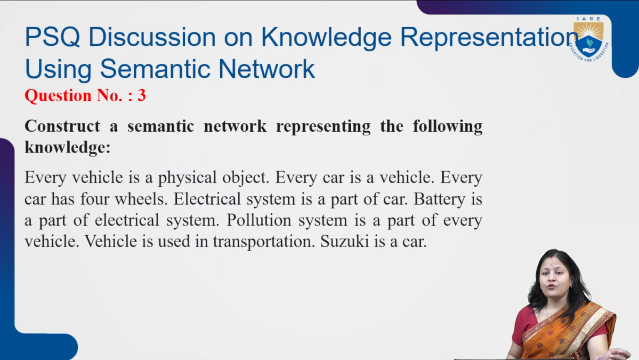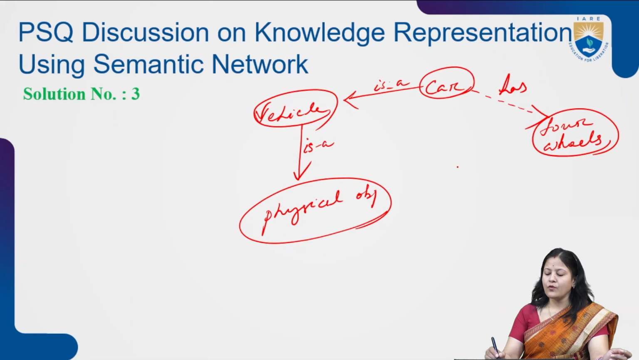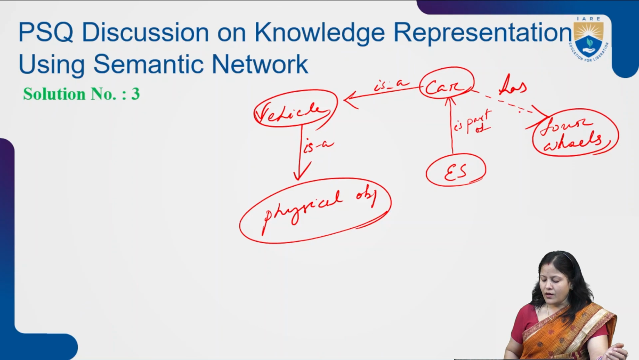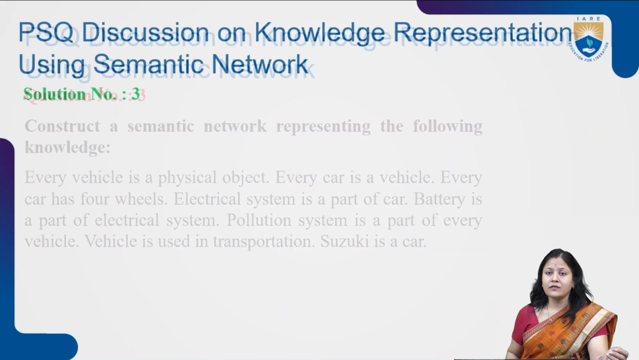Electrical system is a part of car. So create one more, electrical system, is a part of car. So how we will represent? We will represent like this, the arrow mark, because electrical system is a subclass and car is a superclass. Is part of means it represents the hierarchical relationship. So electrical system can inherit all the properties of the car. So relation is part of.